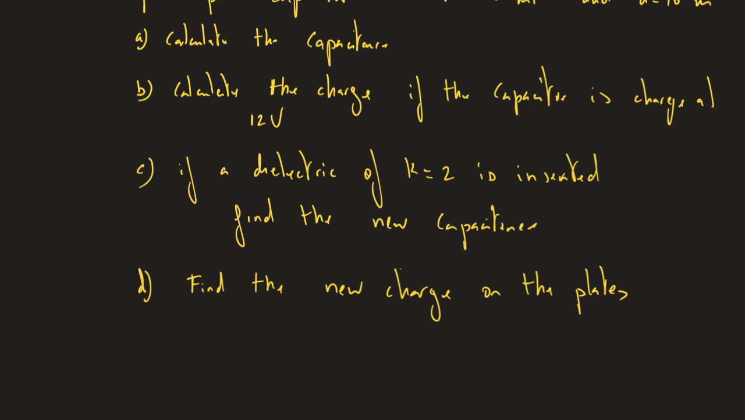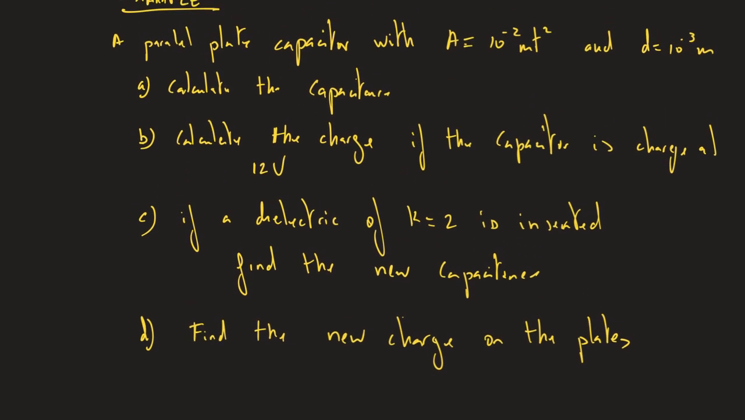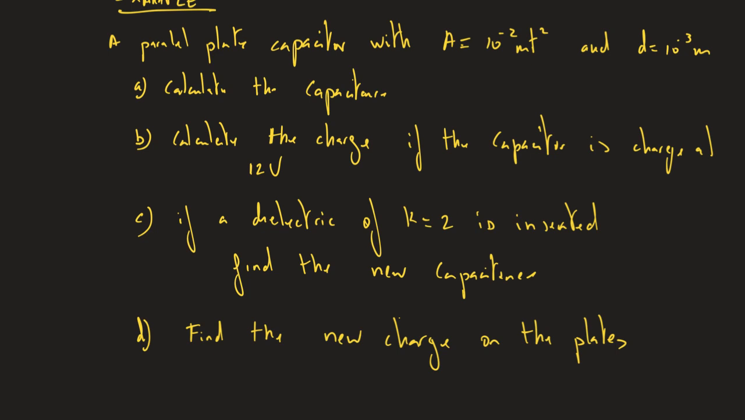So we are going to do this problem. It is an example. The example is like this. You have two parallel plate capacitors. The area is 10 to the minus 2. The separation between the two plates is 10 to the minus 3. And the first question says, calculate the capacitance.